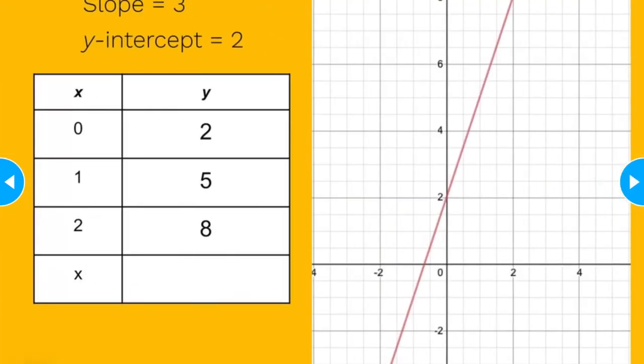Alright, so now that you know the slope and the y-intercept for each of these graphs, how can that help us find the value of y for any x? Because we certainly don't want to keep counting and adding the slope, adding 3 all the way to 100 or 200. So instead, we can write an equation, and we can look at what happens to x to get y. How can we go from x to y?